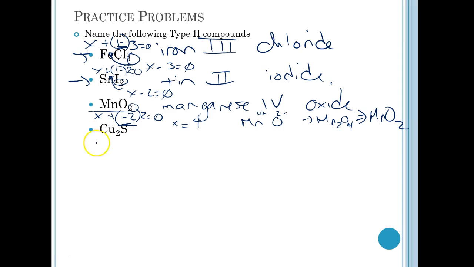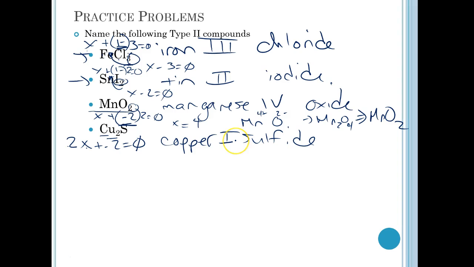Okay, Cu2S. So it's copper sulfide, and I don't know what copper is, X. There are 2 coppers. So 2 times X plus the charge on sulfur, -2, has to equal 0. X is therefore 1.